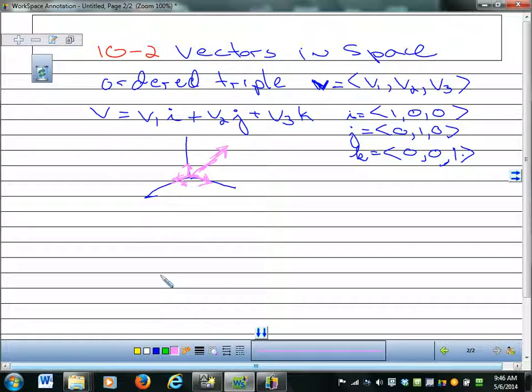Okay. The zero vector, which they indicate with a bold 0, is just equal to 0, 0, 0. That means you go over 0, up 0, over this way 0. Okay? So that's the zero vector.